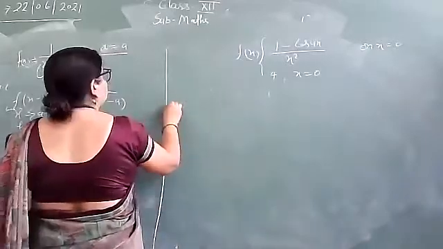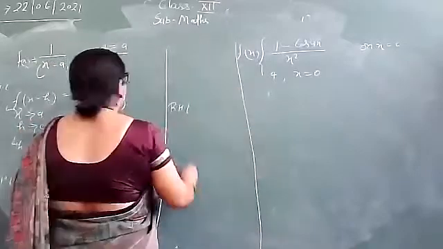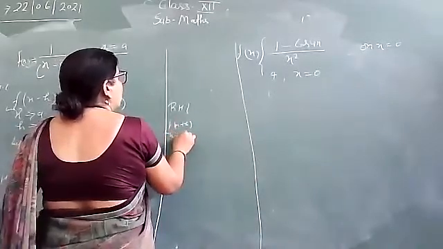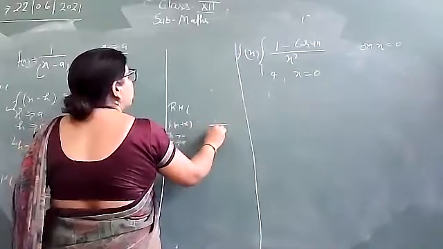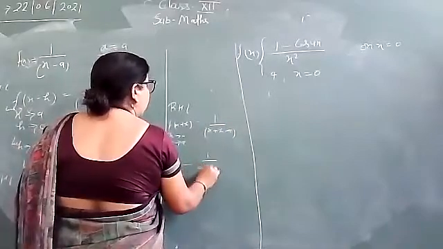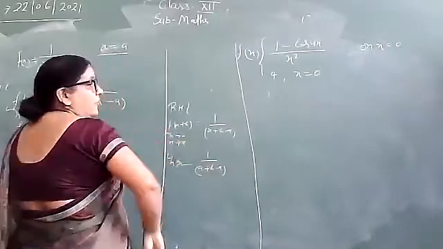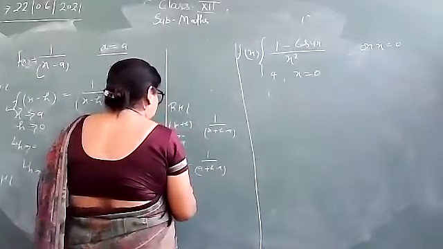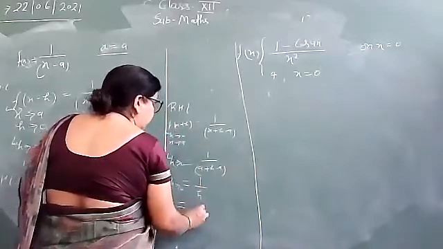Now we find out RHL. So we take f(x plus h), limit h tends to 0, x tends to a, equal to 1 upon x plus h minus a. Now here we solve 1 upon a plus h minus a, limit h tends to 0, because we put x equal to a. So limit h tends to 0, 1 upon h. So here we take RHL equal to plus infinity.